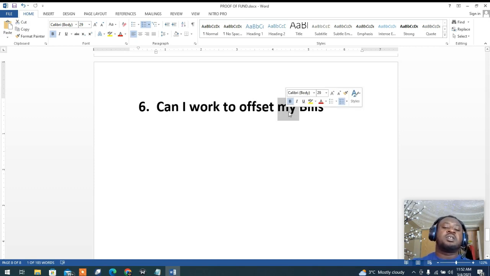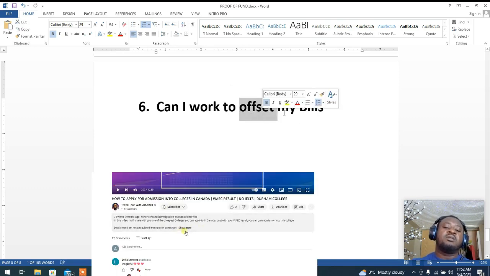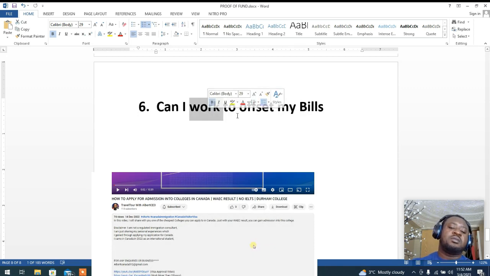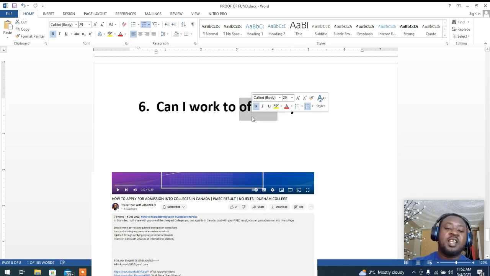Some international students do 3 jobs a day. Some do day jobs, and even in the night they go for night shifts. So it kind of gives you the flexibility to work while you are studying. So you can actually work to offset your bills if you're hardworking and you're not lazy.